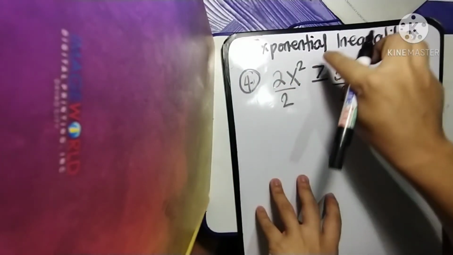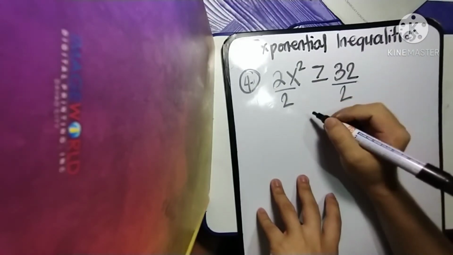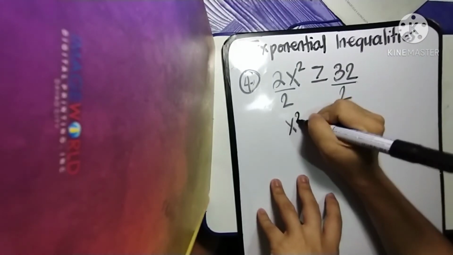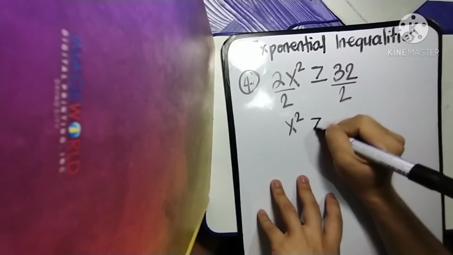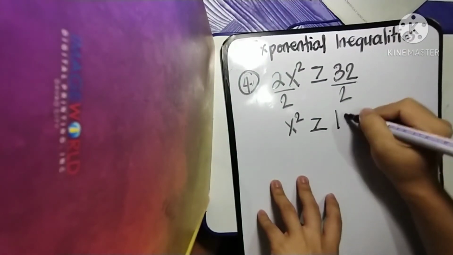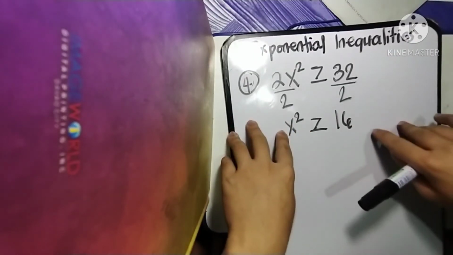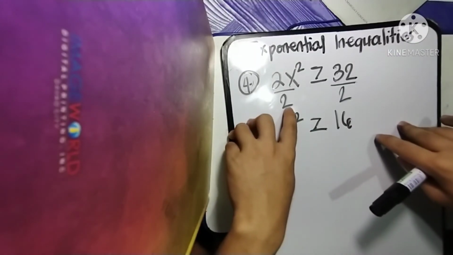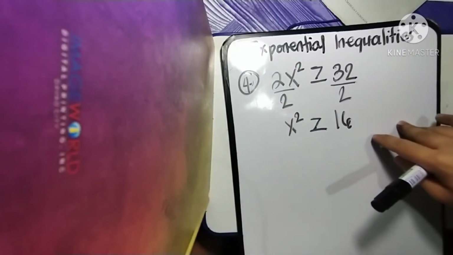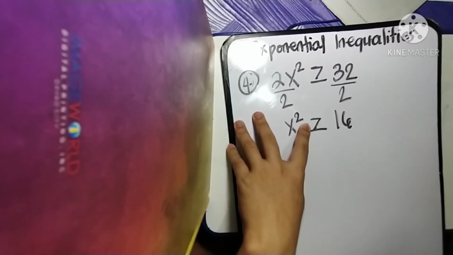Now, 2x squared divided by 2, or 2 divided by 2 is 1, times x squared is x squared. Then, copy the symbol of inequality. 32 divided by 2 is 16. Now, tanaw na to if the exponent of our variable x is even or odd. And the exponent of this one is even. So, pare si 2. 2 is the smallest even number.